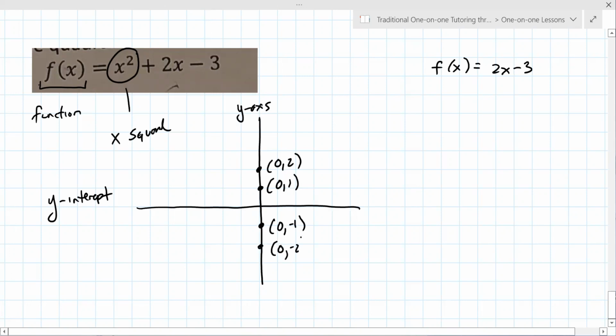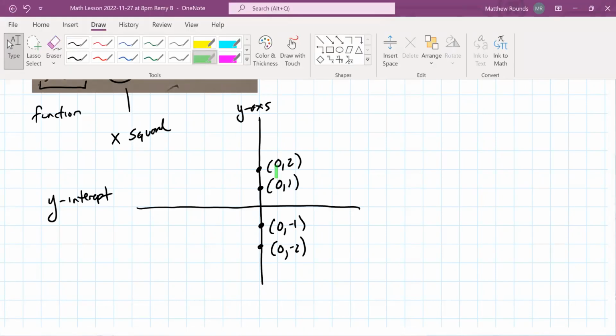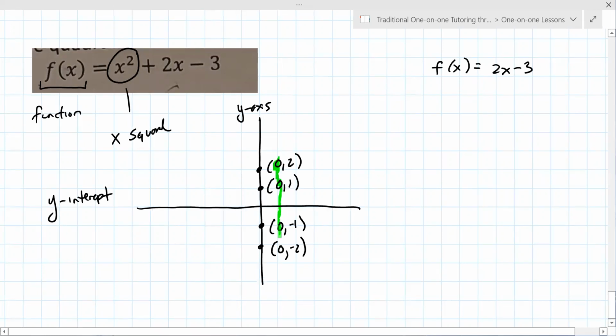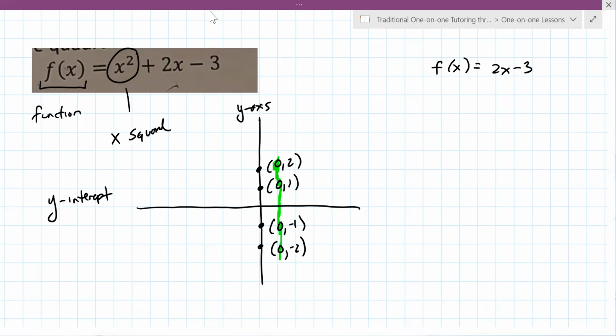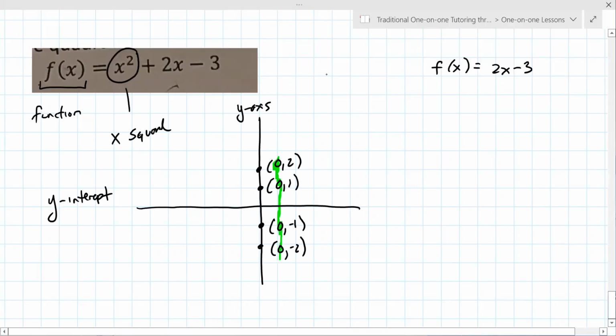What is the same about all these points? Well, they're 0, 2, 0, 1, except they're negative. Tell me what's the same in every single one of those points. So what is the same? They're all just on the same line. They all have a 0 in front. Yes. Now which value in the ordered pair is 0? All of them, the x value. Yeah, so the y-intercept means that x is 0.